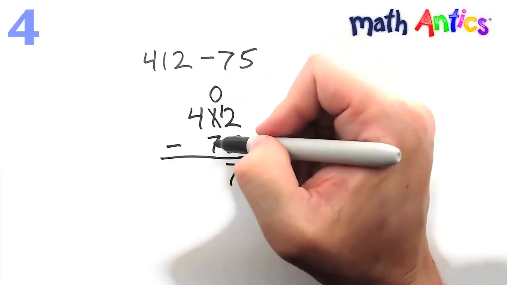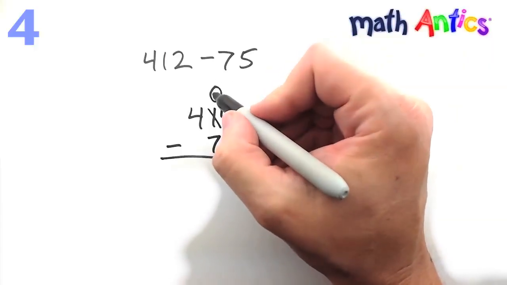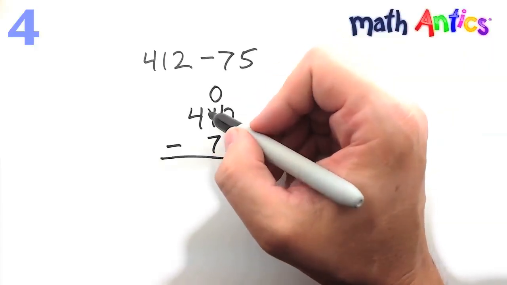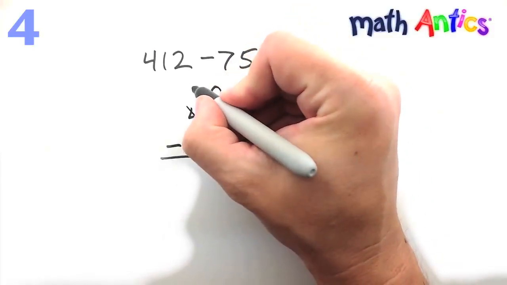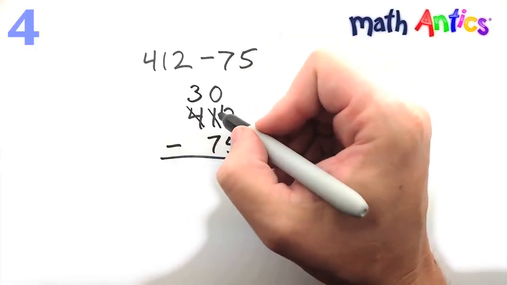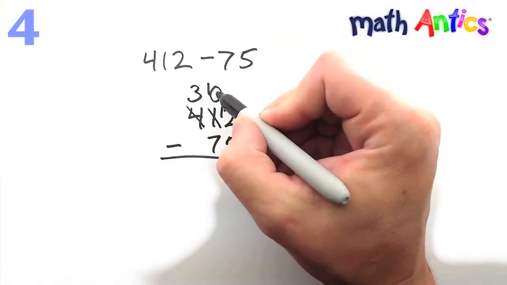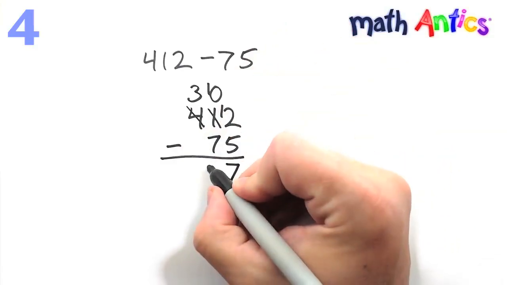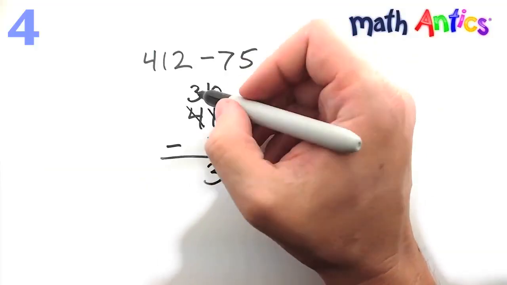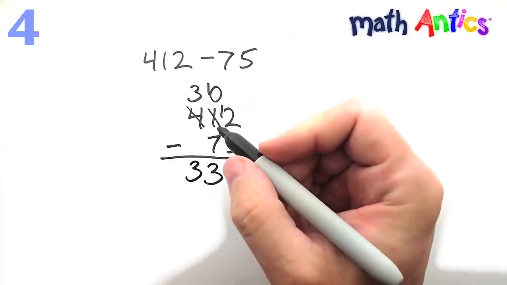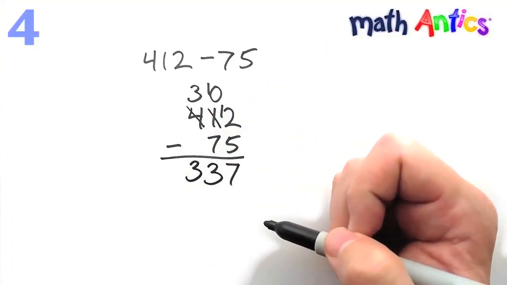Now we go on to the next column, and we have 0 minus 7. 0, of course, is too small, so we need to borrow from the 4 up here. So the next column over has a 4, so we cross that out. We borrow 1 from it, so 4 minus 1 is 3. Put that up there. And then the 1 that we borrowed, we put right next to that 0. So we have 10 minus 7. 10 minus 7 is 3. So that goes in the answer line. And then we have 3 and nothing to subtract from it. So we just put the 3 in the answer line. And we see that 412 minus 75 equals 337.